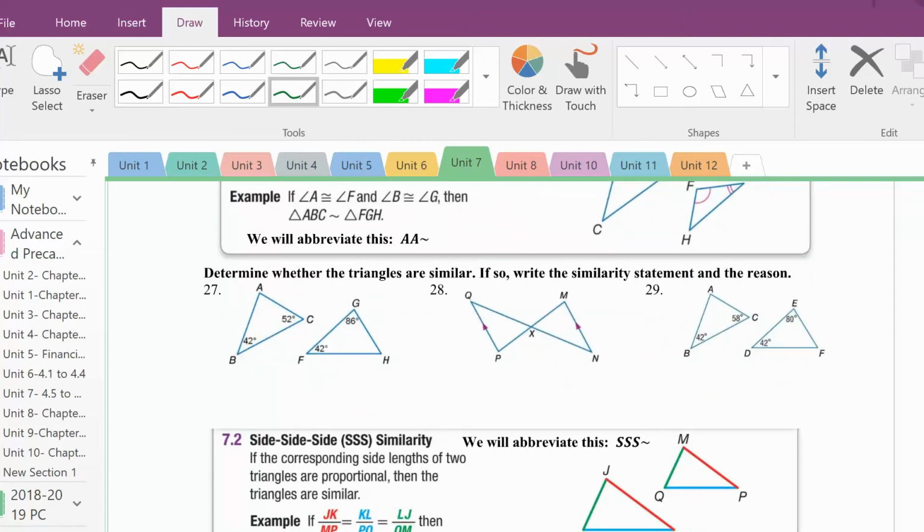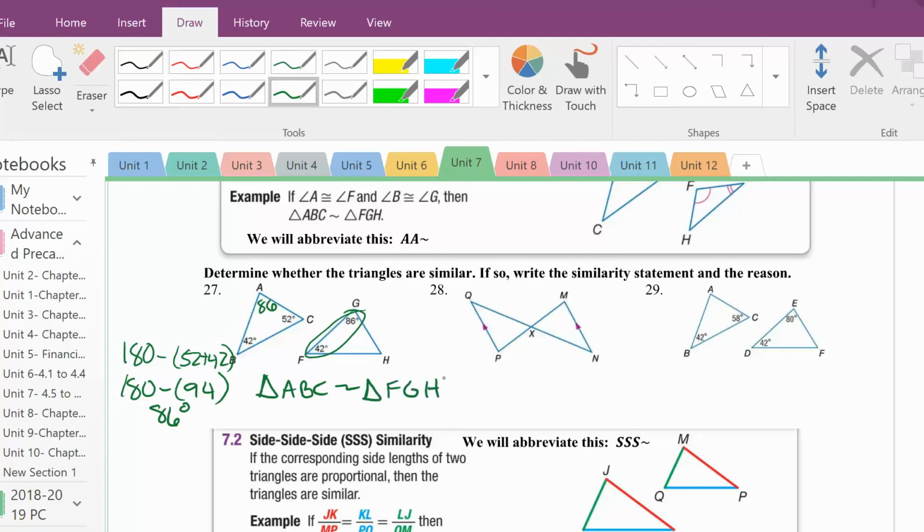So it says here, determine whether the triangles are similar. Well, one thing you got to keep in mind is that triangles add up to 180. So 180 minus 52 plus 42. 180 minus 94, which means that that's 86 degrees up here. So notice, since that's 86, now we have two angles of one triangle congruent to two angles of the other. So that means triangle ABC would be similar to triangle FGH, and it's by angle-angle similarity.